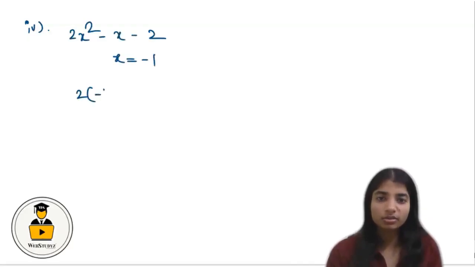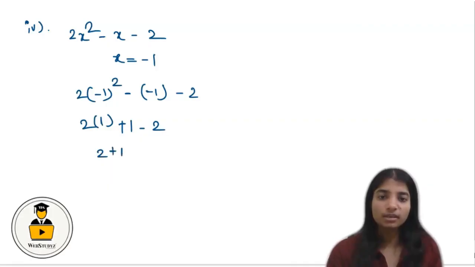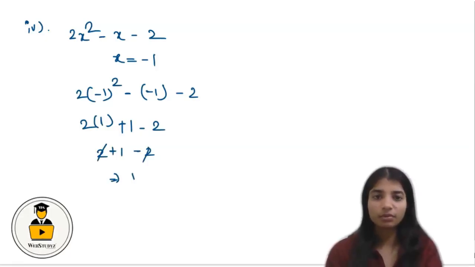So from here it is equal to 2 times (-1) whole raised to the power 2, minus of -1, minus 2. So this is equal to: (-1) squared is 1. Minus of -1 is +1, and -2. 2 multiplied by 1 is 2, plus 1 and -2. The 2s cancel, and we are left with 1. So we can say that the answer to part 4 is 1.